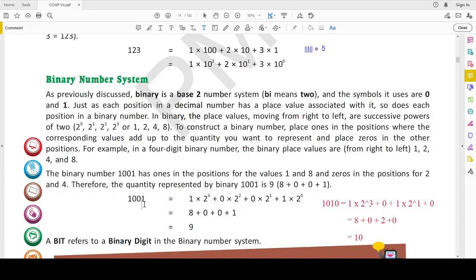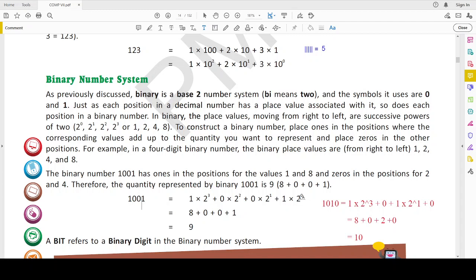So 1 into 2 to the power 0, 0 into 2 to the power 1, 0 into 2 to the power 2, 1 into 2 to the power 3. So from the right to left, we have to determine the positions first. This is position 0, this is position 1, 2, 3. See, like this: 0, 1, 2, 3.